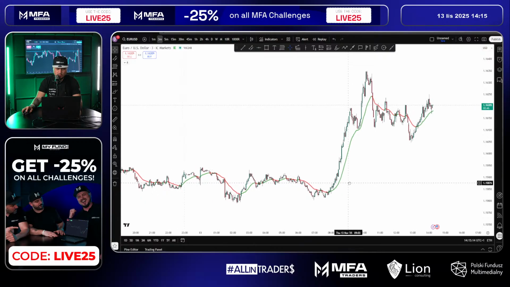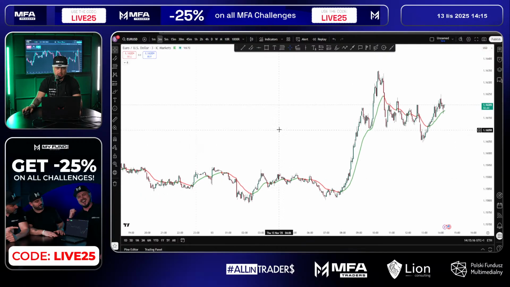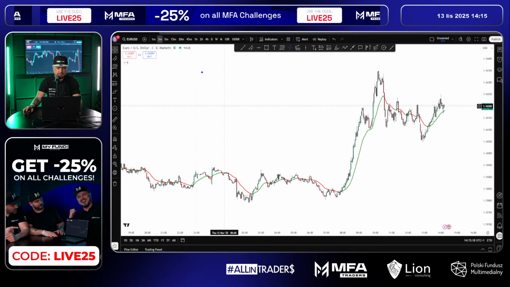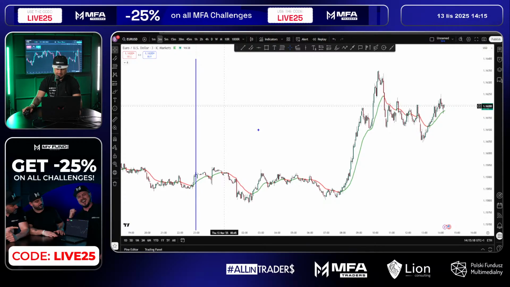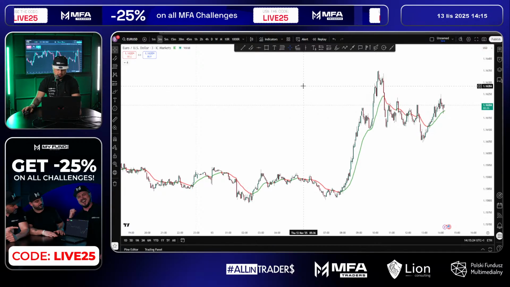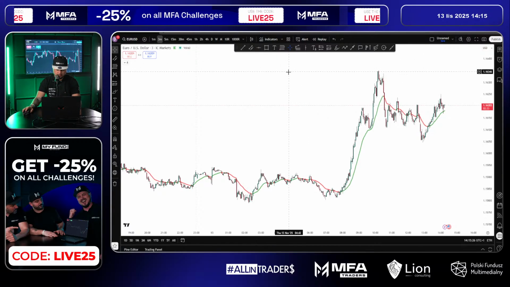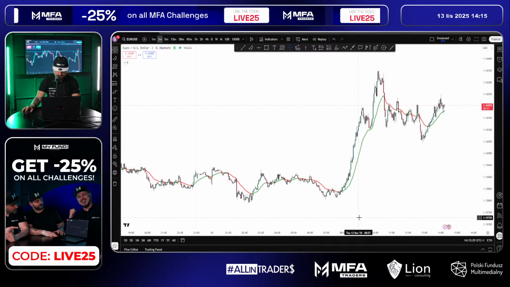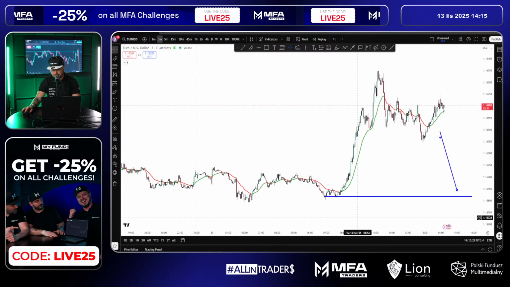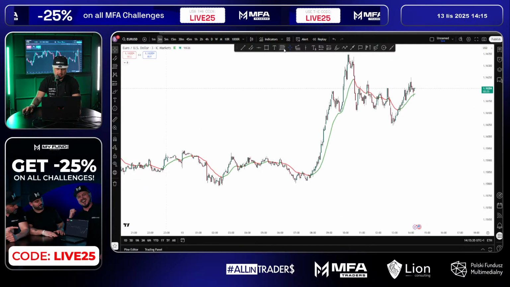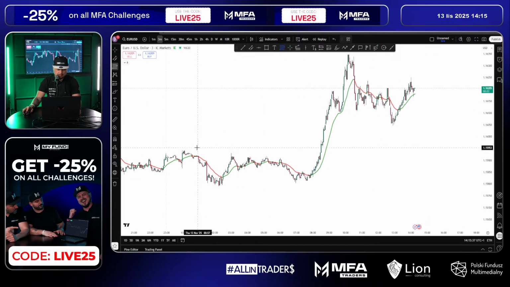So let's check where is this range. So we are looking at the current day. The beginning of the day was here, so here the day started. So we want to find the range. Where is it? And we're gonna try to use it, especially that we got target somewhere here at the bottom. Okay, so this is another confirmation for us.